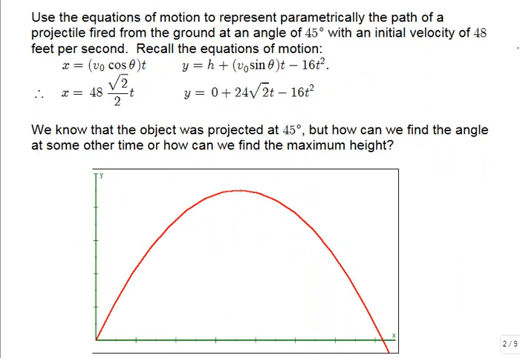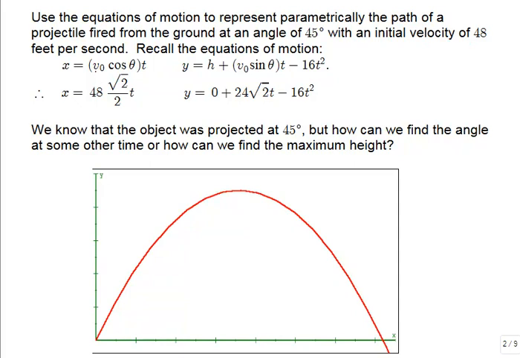Now, if you recall from our previous lecture on parametric equations, we talked about the equations of motion used to represent parametrically the path of a projectile fired from the ground. So we're going to use these equations to parametrically represent the path of a projectile fired from the ground at an angle of 45 degrees with an initial velocity of 48 feet per second.